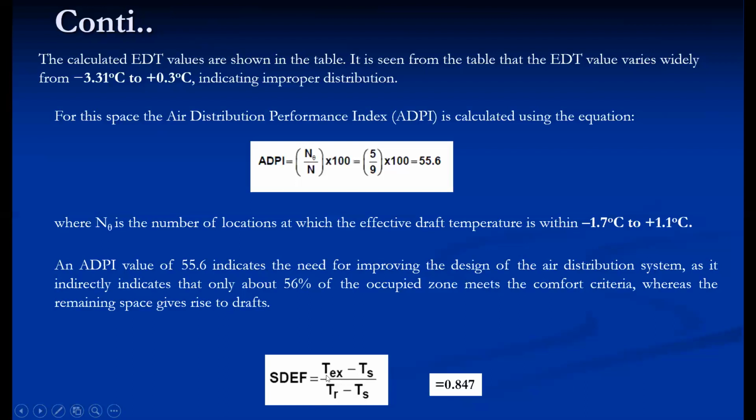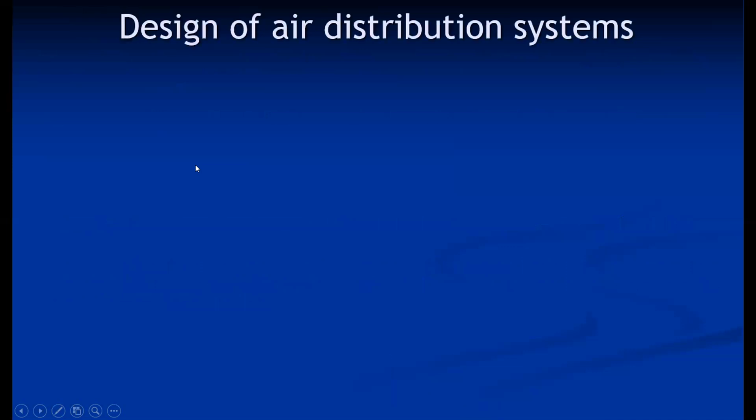This is the temperature difference between exhaust temperature of air minus supply temperature of air, divided by the temperature difference between room temperature and supply air temperature. This way we can investigate the effectiveness of the air distribution system.